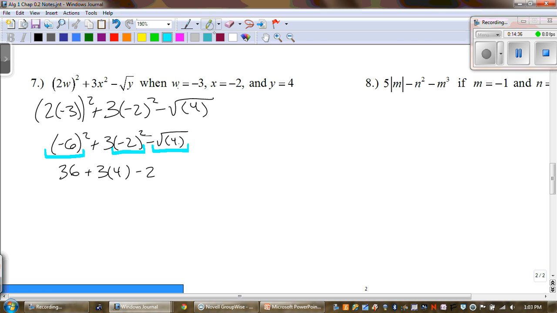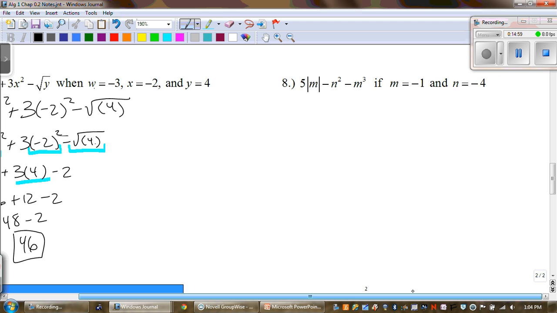Now the next thing we have to do is multiply inside. So we get 36 + 12 - 2. From left to right, 36 plus 12 is 48. Minus 2 gives us 46. Okay, let's go ahead and set everything up.